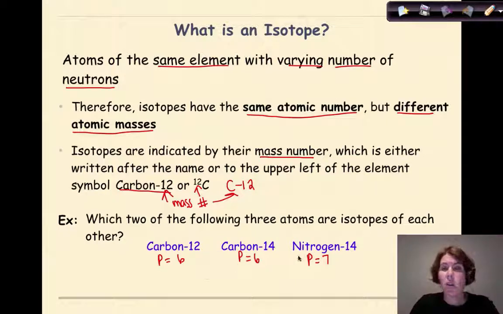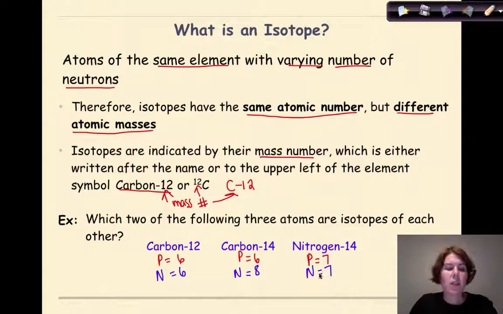Now let's look at the number of neutrons for each one of these. For carbon 12, 12 minus 6 will give me 6, or going backwards, 6 plus 6 will give me 12. For carbon 14, the number of neutrons is 14 minus 6, which gives me 8, or 8 plus 6 gives me 14 as a check. And finally, for nitrogen 14, 14 is my atomic mass. I have 7 protons, therefore my number of neutrons must also be 7.